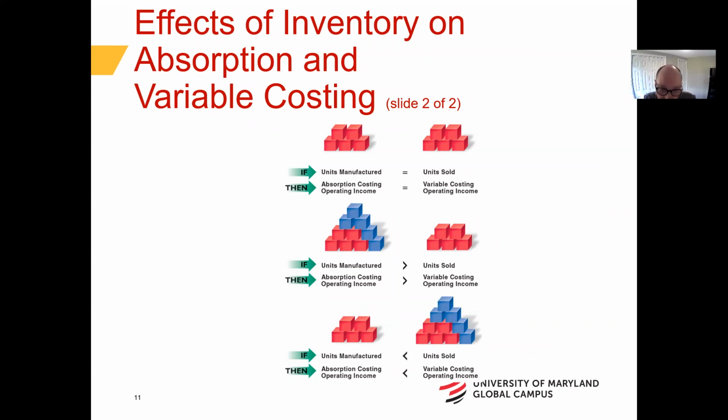So from this comparison, we can see the overall impact that variable costing in comparison to absorption costing has on the inventory, or the opposite, the inventory impact that has on absorption costing and variable costing. That's interesting.